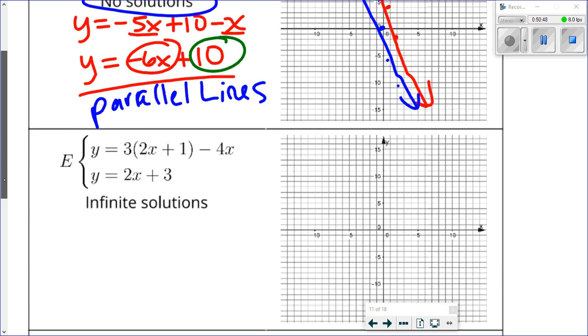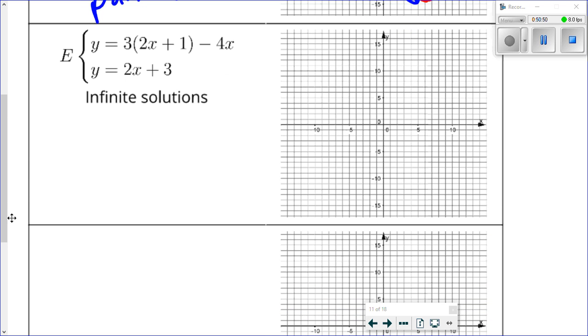Let's go ahead on to equation E. They're telling us with equation E that this should have infinite solutions. By just looking at the equations in the system, I can't tell, because the top equation is not in slope-intercept form, but the bottom one is.